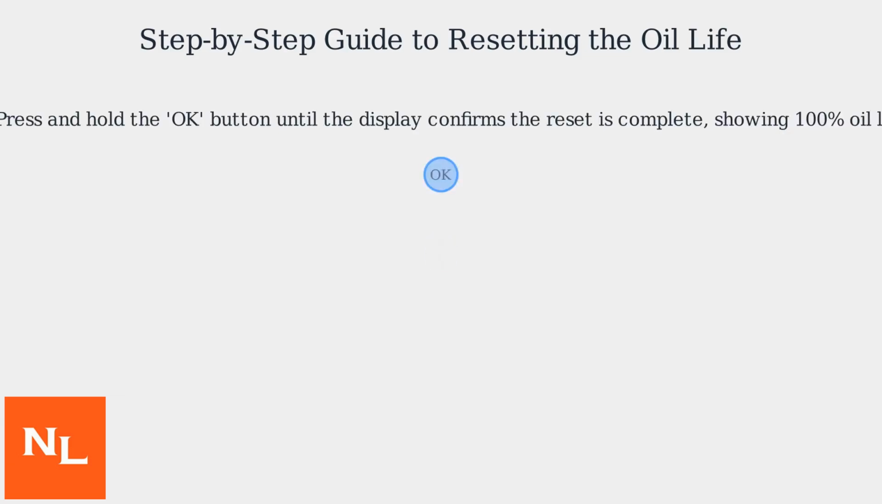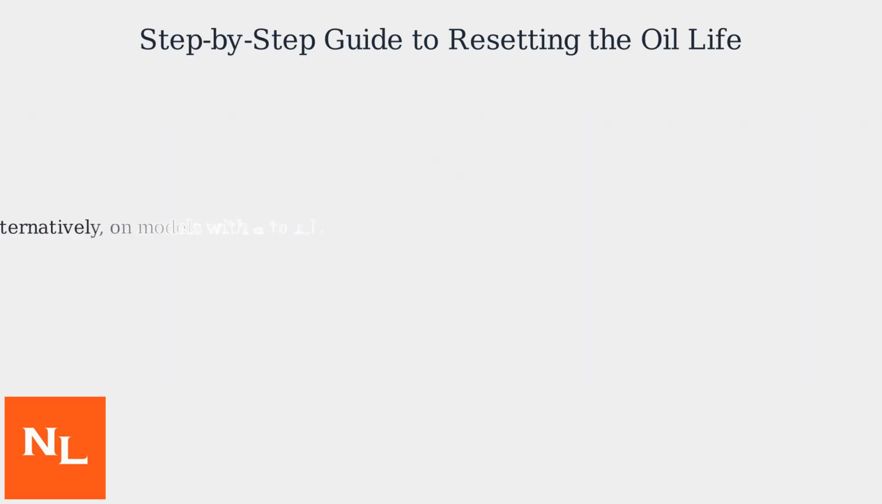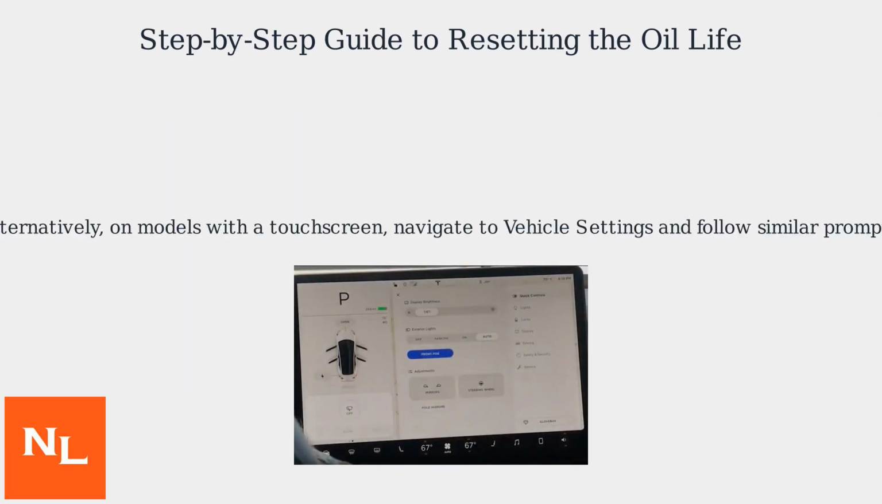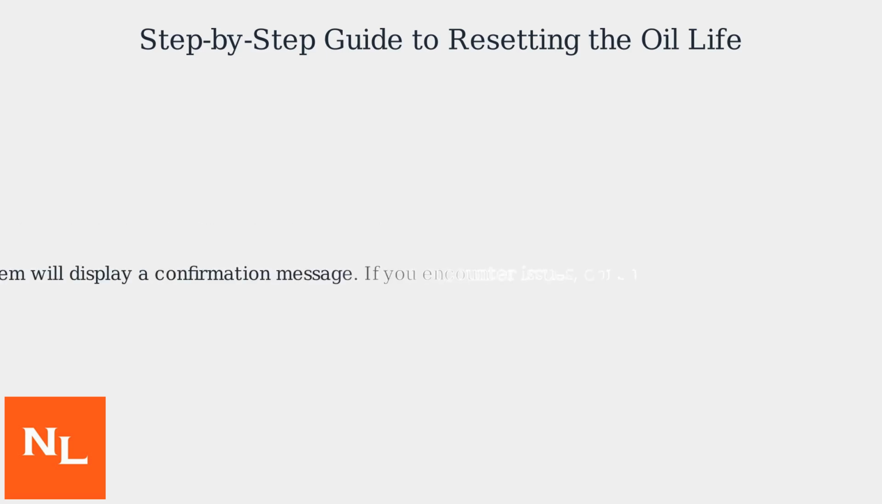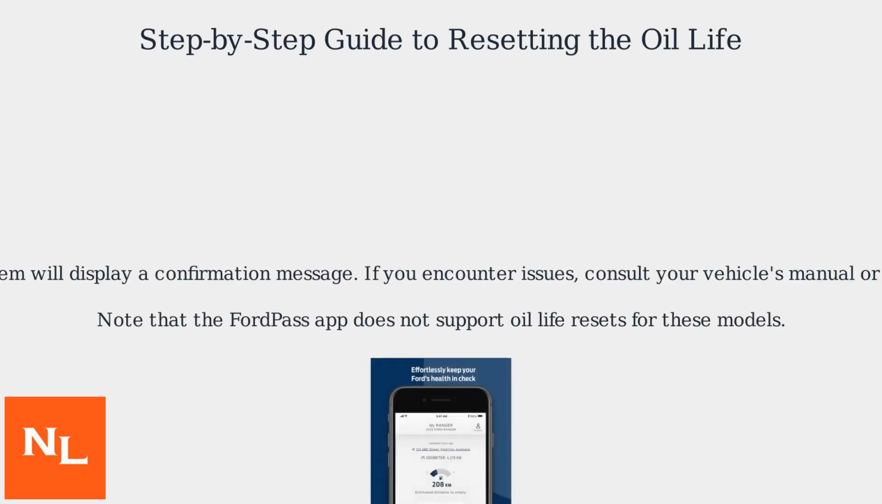Press and hold the OK button until the display confirms the reset is complete, showing 100% oil life. Alternatively, on models with a touchscreen, navigate to Vehicle Settings and follow similar prompts to find and reset the oil life. If successful, the system will display a confirmation message.